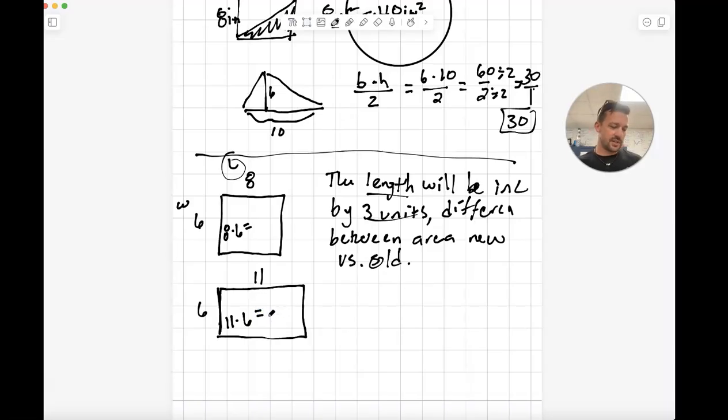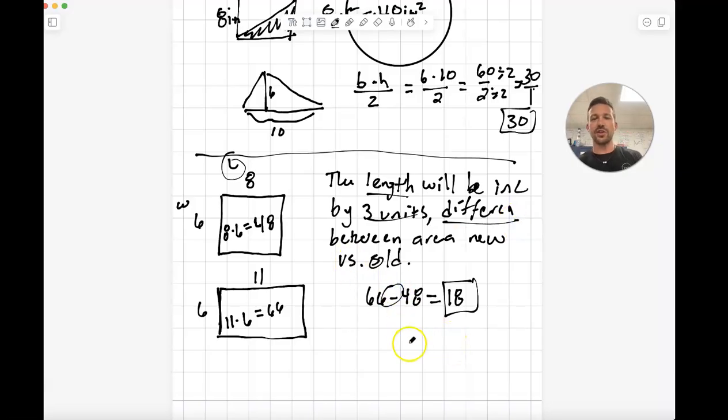So let's just get what those are here. So we got 48 and 66. And if you want to figure out the difference, it's going to be 66 minus 48. And that's going to give us 18. Because remember, difference means subtraction, right? So that's the difference between the old versus the new.